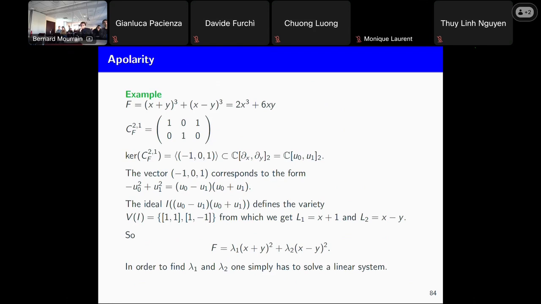And so the ideal defined by these points is defined by this form, which defines 2 points, (1, 1) and (1, -1). And again, if you look at these points, you exactly get these two. These are the same coordinates as the previous points. Okay? So L1 is going to be x plus y, and L2 will be x minus y.